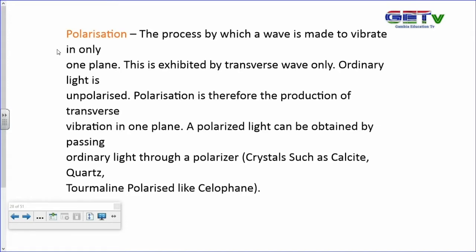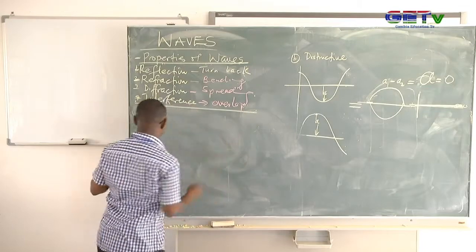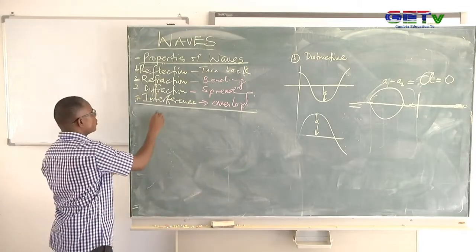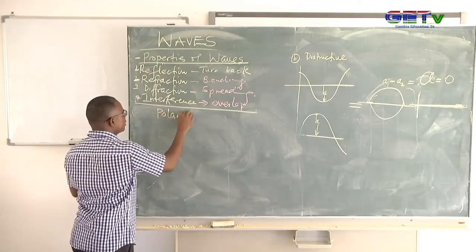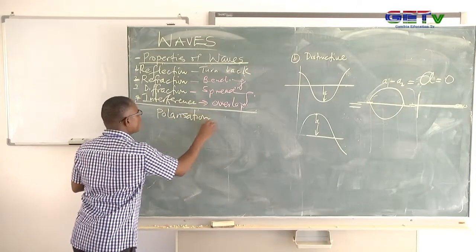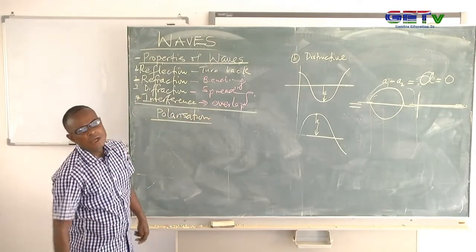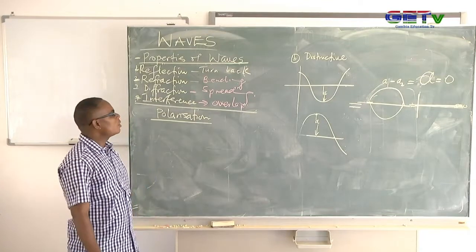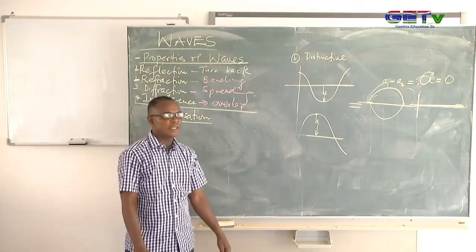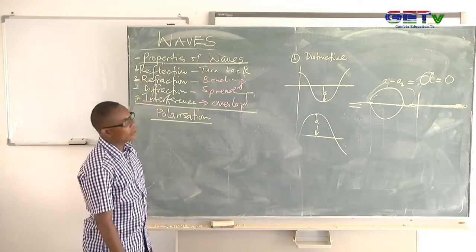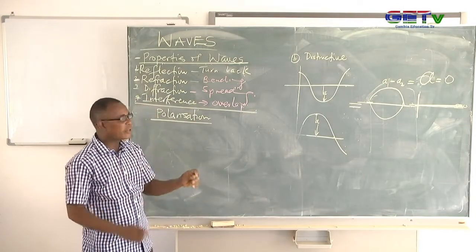We say the general properties of waves include reflection, turning back; refraction, bending; diffraction, spreading; and interference, overlapping, combining, or superposing. So now we have the other type, which is limited to transverse waves, and we call it polarization. What is polarization? Polarization is the process by which a wave is made to vibrate in only one plane, a plane polarized wave.